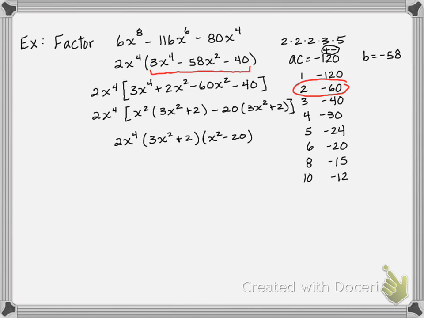Now, when you have higher order polynomials, one thing that you have to think about is if you can factor your factors any further. So just like when we factored out the GCF, we then looked at the polynomial in parentheses to see if we could factor it further. We'll do the same thing down here, because as soon as I have exponents, then the possibility exists that I can factor. So I want to think about if I can factor 3x squared plus 2, and if I can factor x squared minus 20. Can I factor either of those?